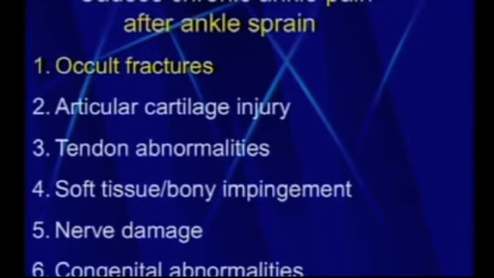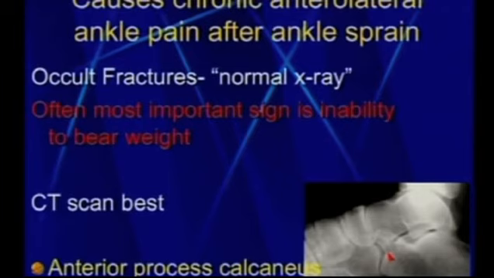So the first thing really is occult fractures. What do we mean? Well, these are the ones that are often missed on initial presentation, missed in the emergency department. So here you can see, for instance, there is an anterior calcaneal process fracture. Again, inexperienced people looking at radiographs will often miss these.